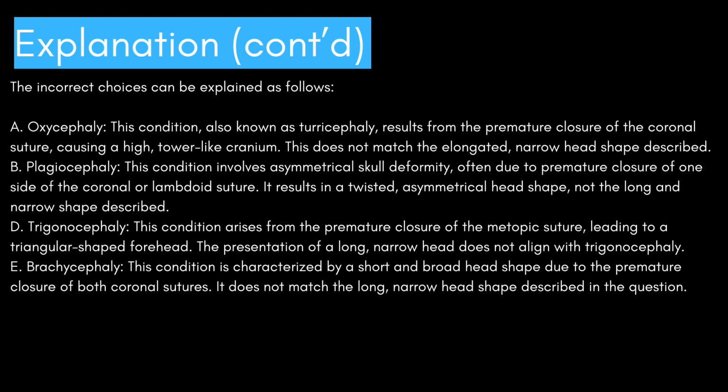D, trigonocephaly. This condition arises from the premature closure of the metopic suture, leading to a triangular-shaped forehead. The presentation of a long, narrow head does not align with trigonocephaly. E, brachycephaly. This condition is characterized by a short and broad head shape due to the premature closure of both coronal sutures. It does not match the long, narrow head shape described in the question.